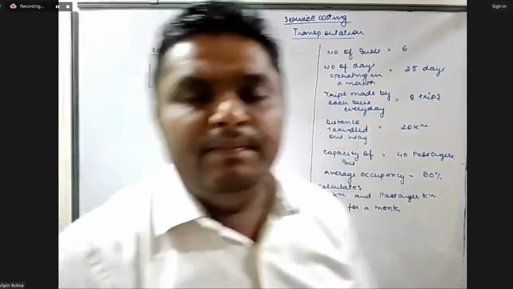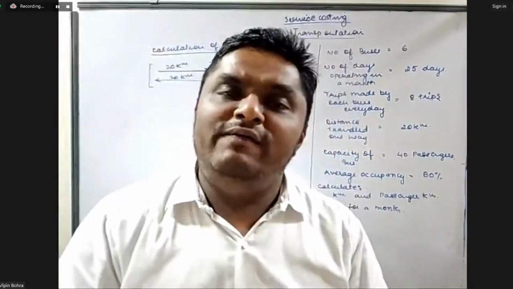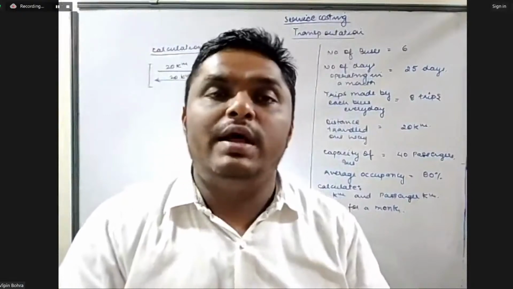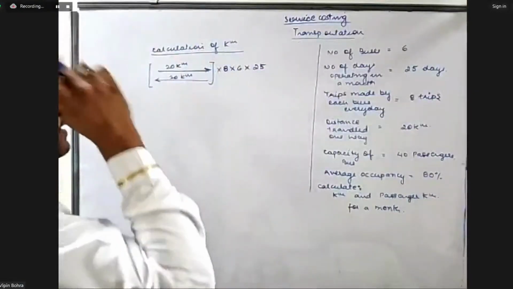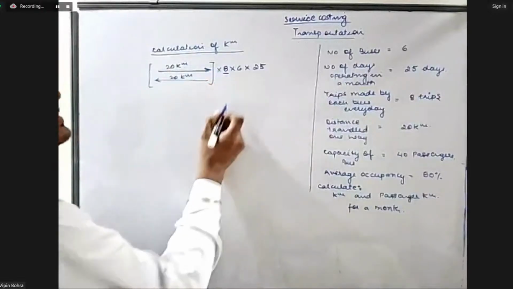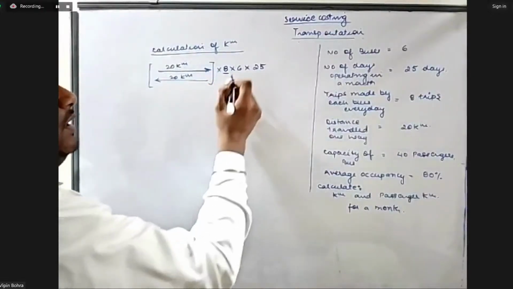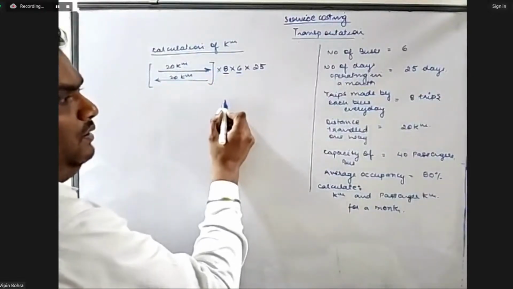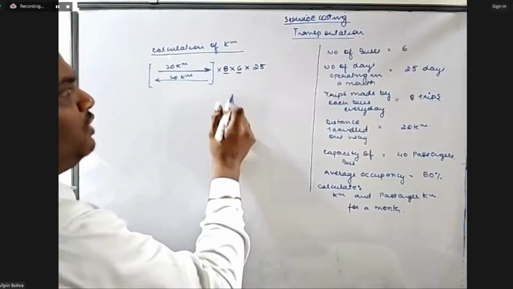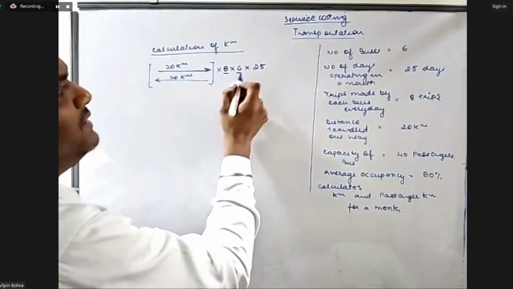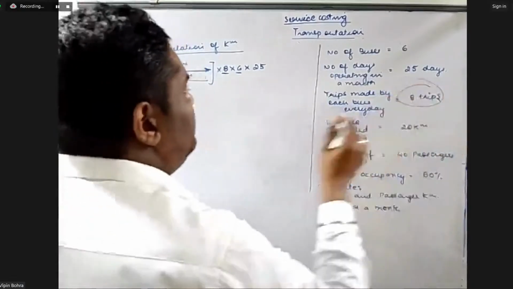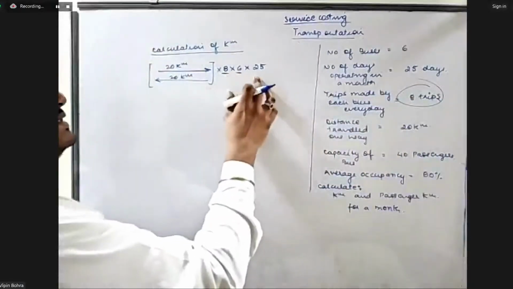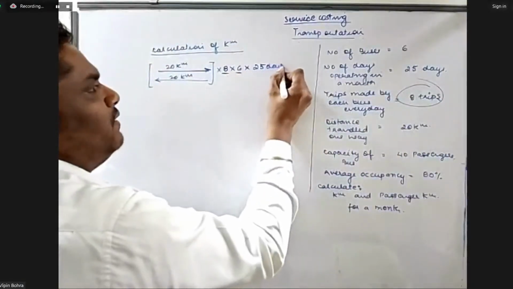I repeat again, one way distance is 20 kilometers. So the round trip distance is how much? 40 kilometers into total number of buses are 6, and each bus makes 8 round trips every day. So 8 into 6 into 25 days in a month.